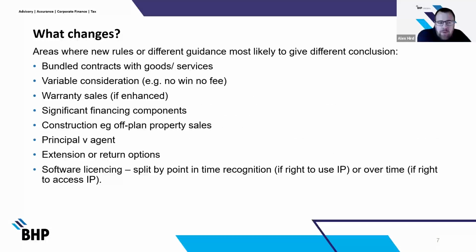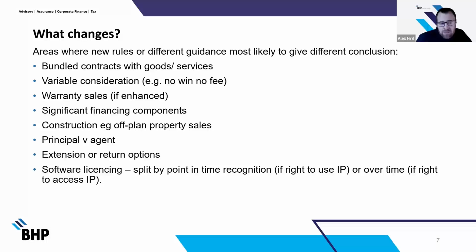So some key examples where we think that there are going to be changes on this. So anything where there's some sort of bundled contract, if you are going to provide some sort of goods with services that complement the goods. So for example, providing a piece of hardware and the installation services for that hardware, you're going to have to think about those in a bit more detail. Variable considerations, sort of no win, no fee. I've got an example of that in a second.